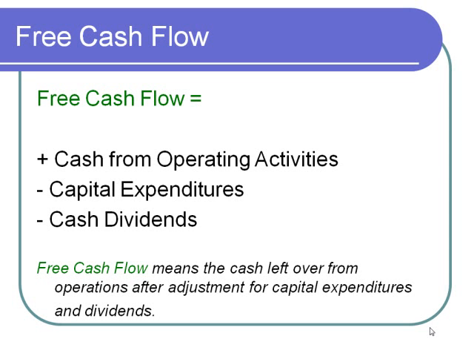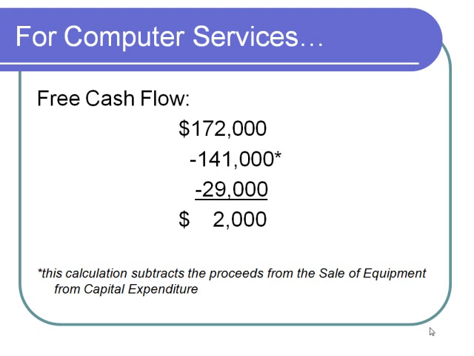So if we were to calculate free cash flow for Computer Services Company, we would take 172 minus 141 minus 29, and you would have free cash flow of $2,000. And this means what cash is left over after we adjust for capital expenditures and dividends. And in Computer Services Company's case, not a lot. And there it is.